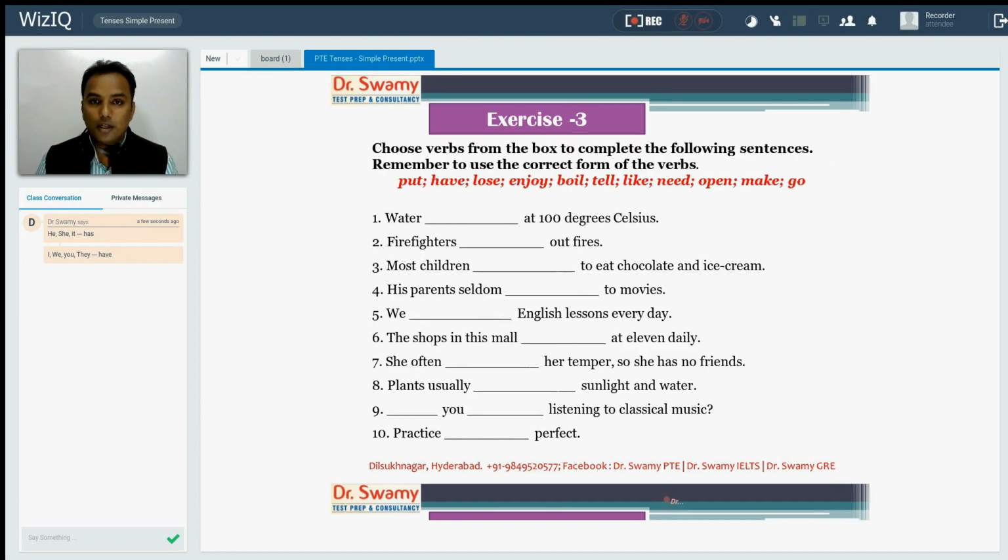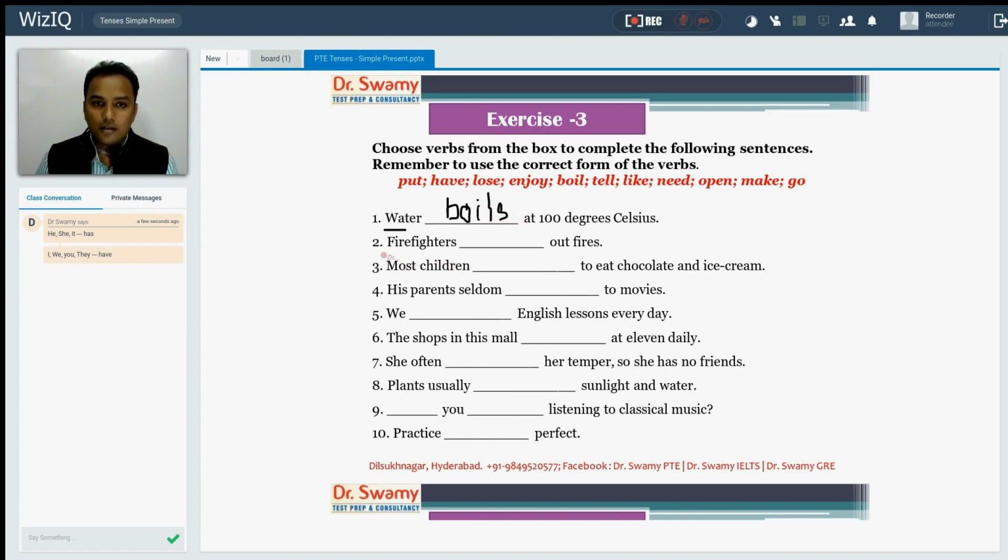Then moving on to the next exercise, that is the third one. This is an open-ended exercise. Previously, you were asked to choose, and now you will complete the fill in the blanks. Water is singular, and here the answer is boil. But because it is singular, you have to add es to the verb, so the answer becomes boils.